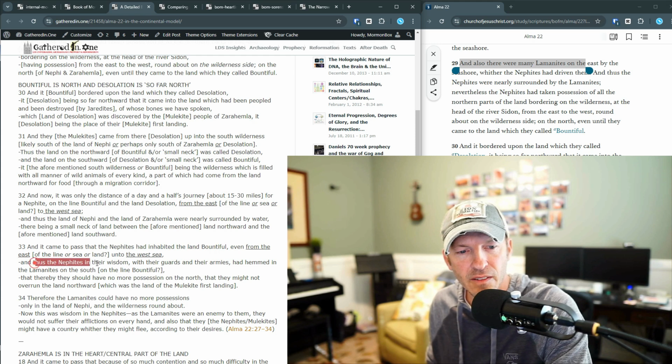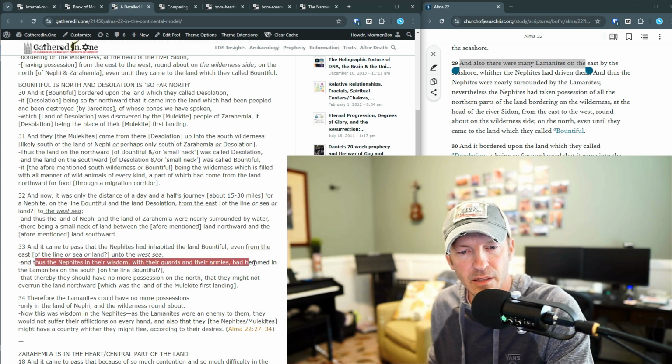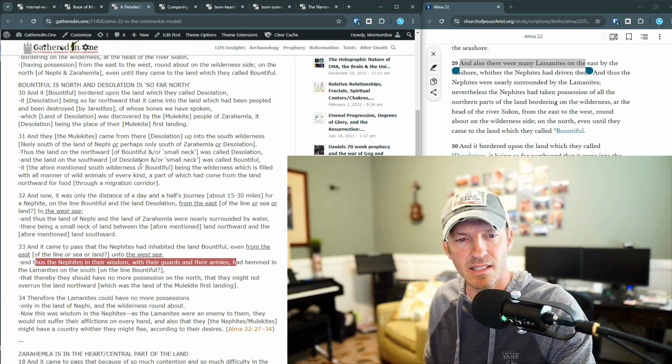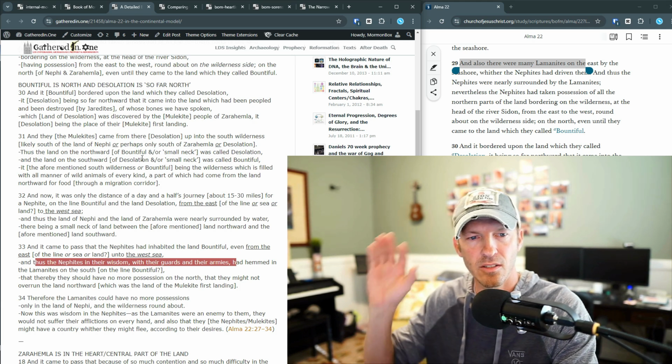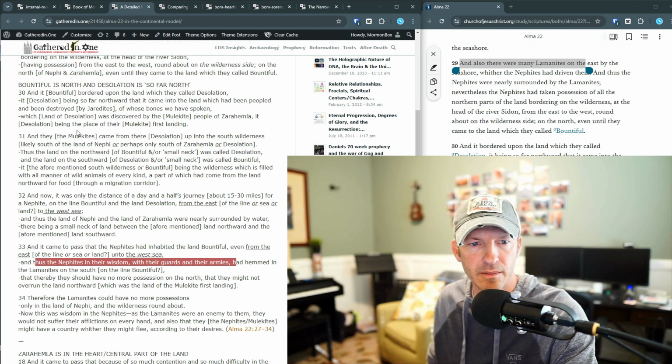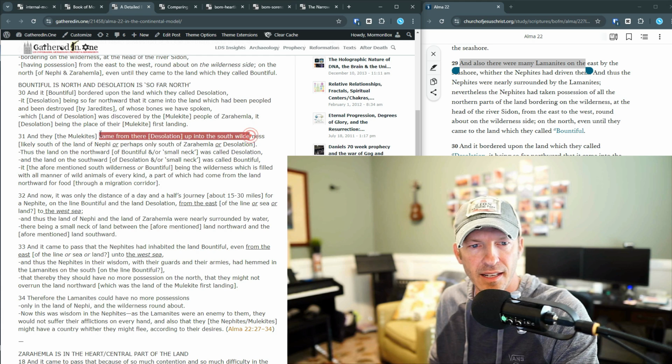Okay, and thus the Nephites in their wisdom with their guards and armies had hemmed in the Lamanites on the south. On the south of what? Right, he's been talking about how the Mulekites, or the people of Zarahemla, landed in the land of desolation, right? So far northward. Remember he says that that's the area that is so far northward. So they landed in the land of desolation.